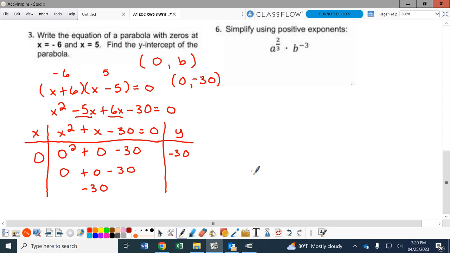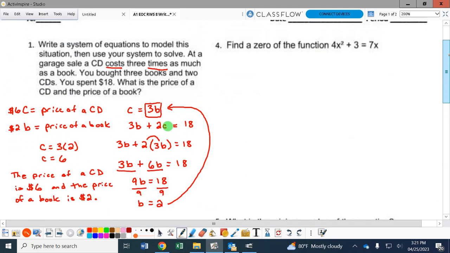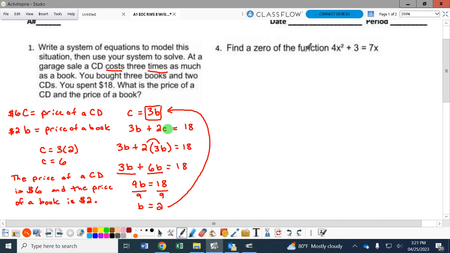Okay, guys, back up to number 4. On problem number 4, it says find a 0 of the function, and here's the function. First things first, it's not equal to 0, so we're going to need to solve it. To do that, we minus 7x on both sides, that cancels that out. I bring it down and put it in order. The 4x squared has the highest power, then the minus 7x, and the plus 3 goes last as the constant. That's going to be equal to 0.